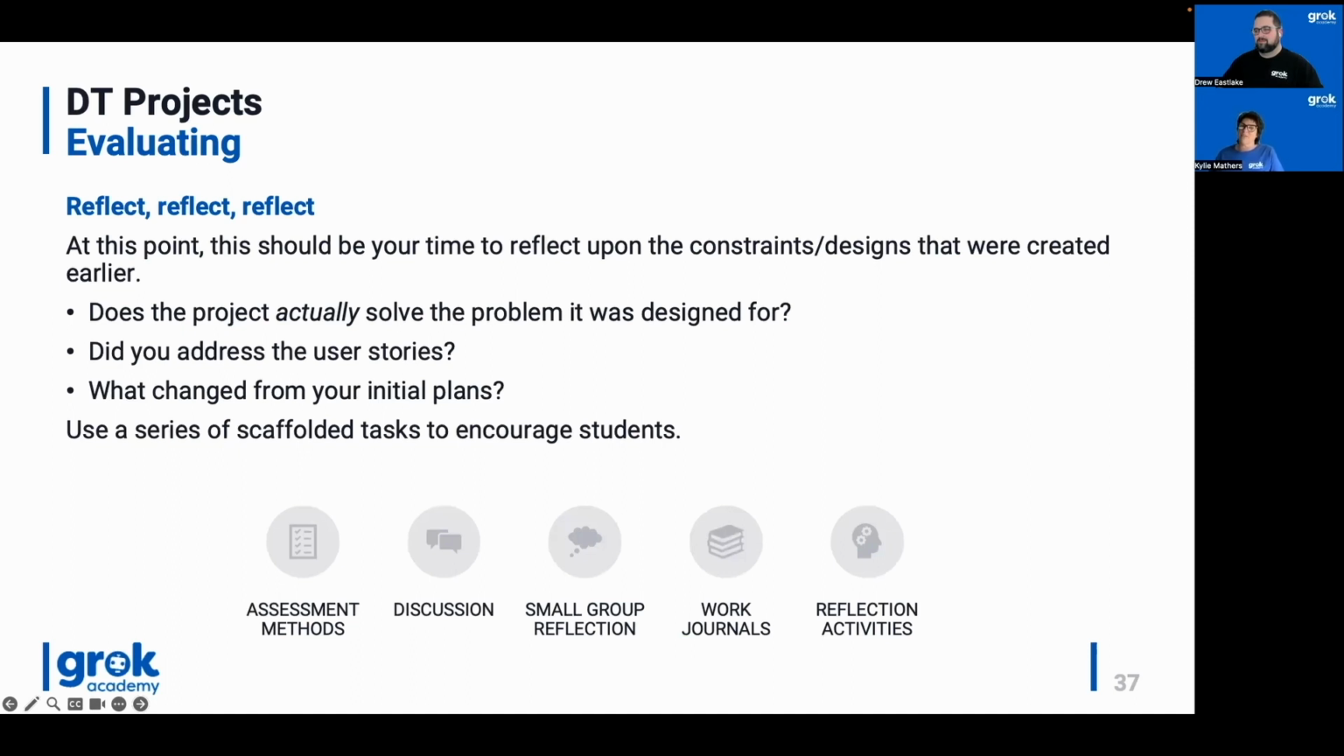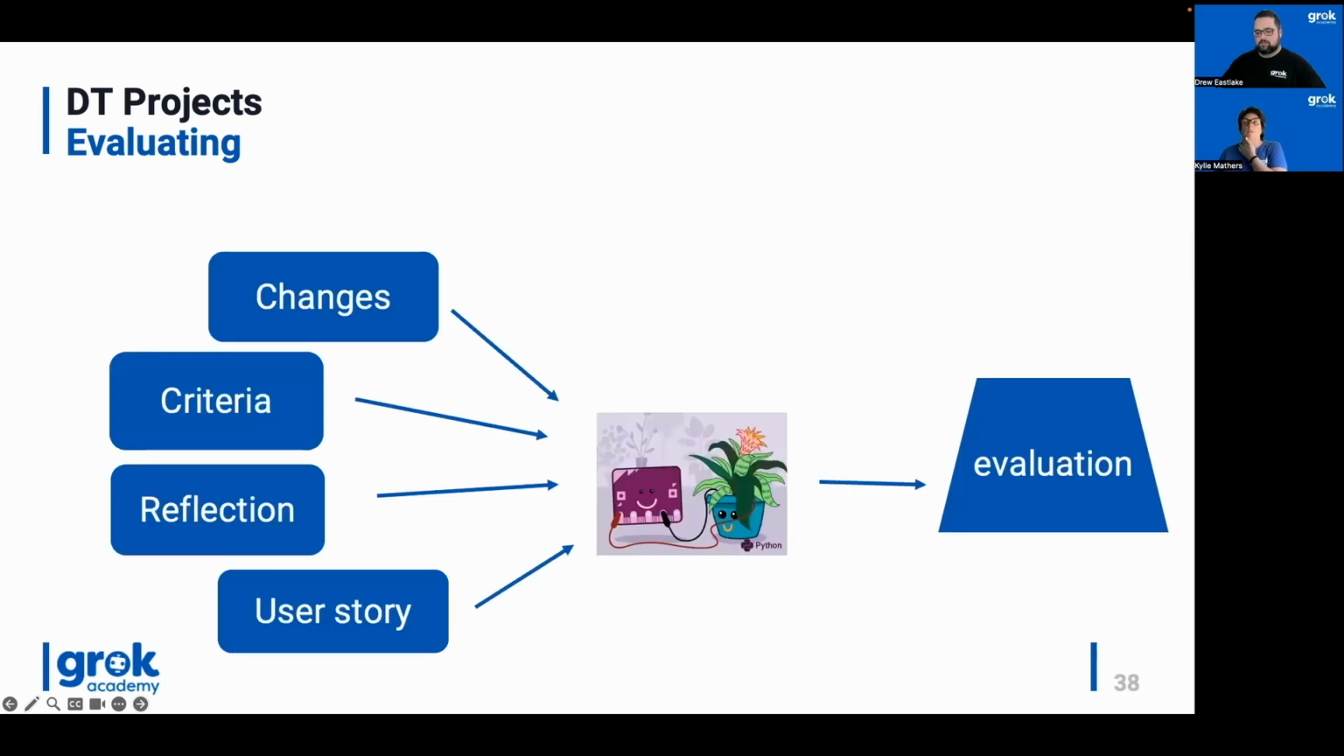Sometimes this does take a fair bit of modelling for students so that they can understand the sort of format that evaluation would be. I think we've got another slide there where we've got the Smart Garden again, that the Ag Studies students have. Any of the changes the students made, they might apply the criteria to their design, they might reflect on the way they worked, they might apply the user story, and that all goes into their evaluation.